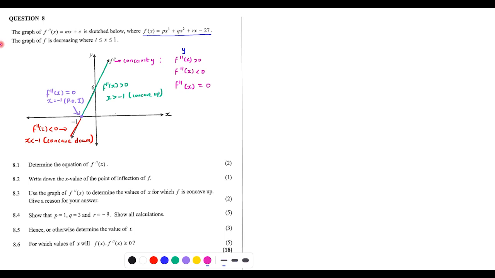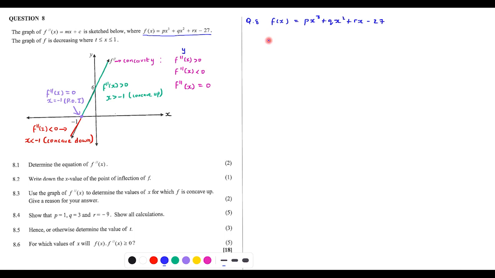All right, now the graph of f is decreasing where x is between t and 1. Here we're given the graph of f of x, so let's say Q8. We're given that f of x is px cubed plus 2x squared plus rx minus 27, and then we're told that the graph is decreasing where x is between t and 1.